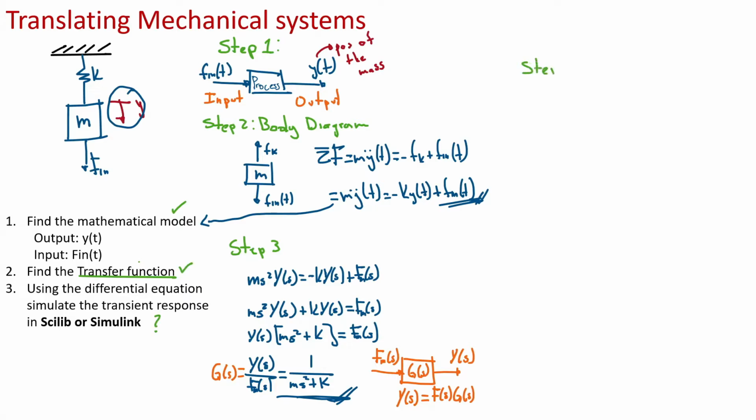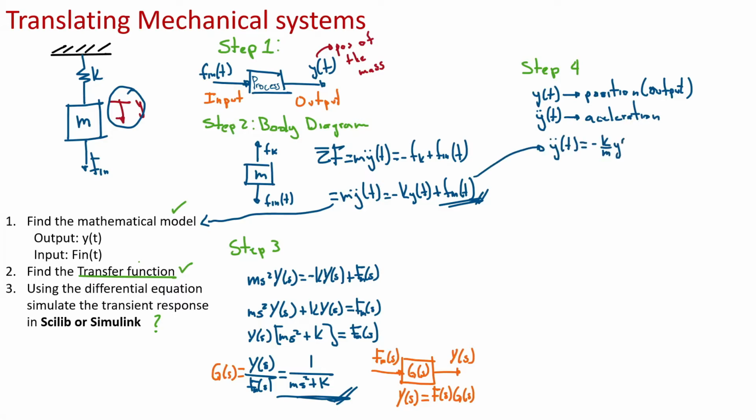Now it's time to see how we can solve this equation using Simulink. This is step 4. We know that the variable we want to find is the output response. In this case, it's the position of the mass y of t. And that the second derivative of the position is the acceleration, right? Well, the first thing we are going to do is to solve for the acceleration from the differential equation. This is the equation we are going to model in Simulink.